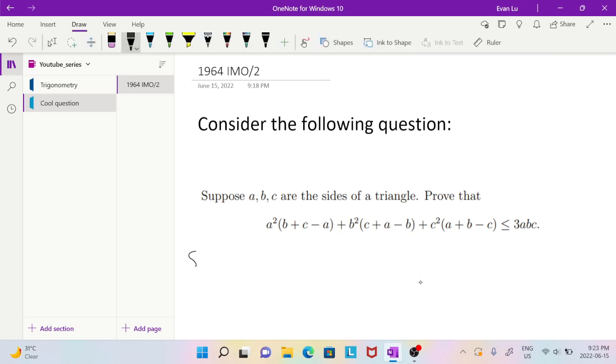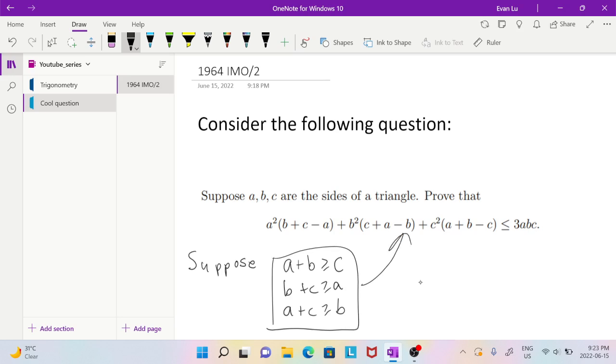Suppose A plus B is greater than or equal to C. Equal to case, I guess we can talk about being a degenerate triangle, but you can also just have A plus B greater than C. It doesn't really matter. Then you can have B plus C greater than or equal to A and A plus C greater than or equal to B. So you could say, suppose these three conditions are true, then prove this thing. Oh, and A, B, C are greater than 0.